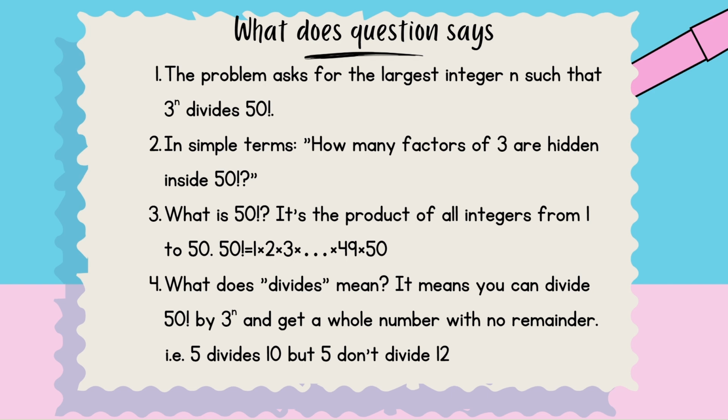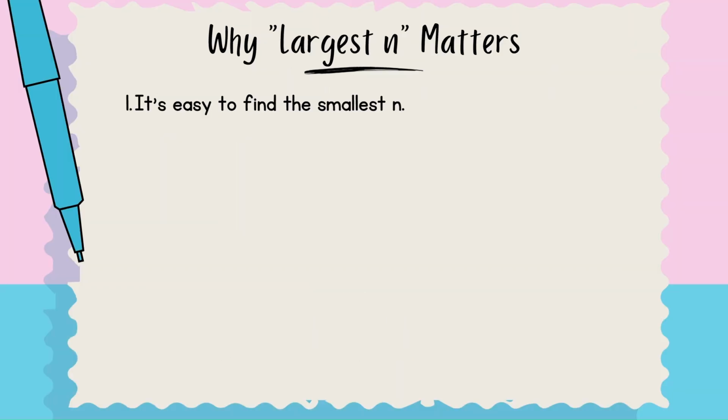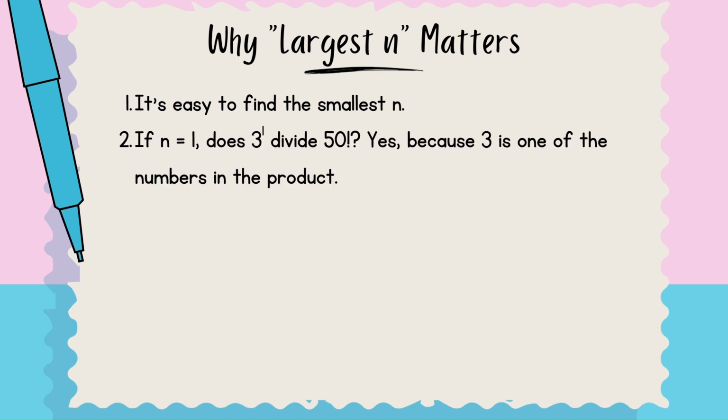Now why are we talking about the largest integer? In the exam they can ask for the smallest integer also. But why does the largest n matter, and why does the smallest n not matter that much? Because it's easy to find the smallest n. Why? Let's take n equal to 1. Does 3 to the power 1 divide 50 factorial? Yes, because 3 is one of the numbers in the product. In 50 factorial we have many 3's.